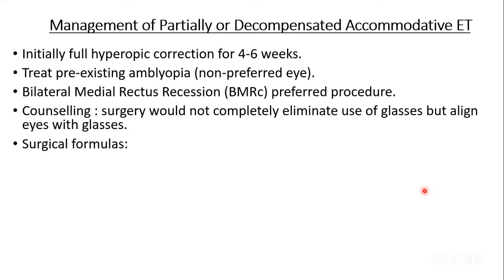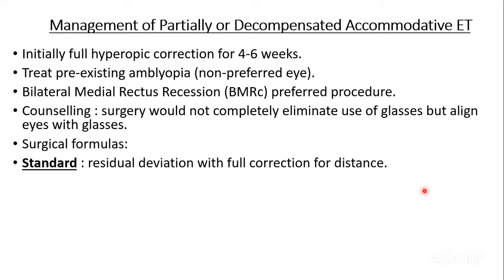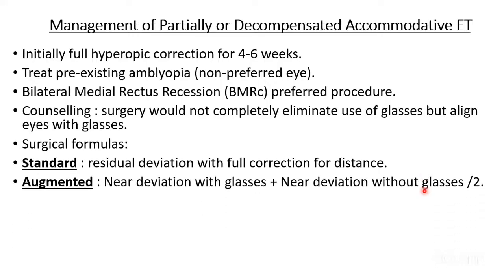Then coming to the surgical formulas for a patient with partially accommodative esotropia, we have many formulas. One of them is standard, the residual deviation. For example, in the previous patient, 30 prism diopter, we will aim for 30 prism diopter correction with the surgery. In some patients, we might need to do something called augmented surgery. That is the near deviation with glasses plus near deviation without glasses divided by 2, taking the mean deviation between near deviation with and without glasses.